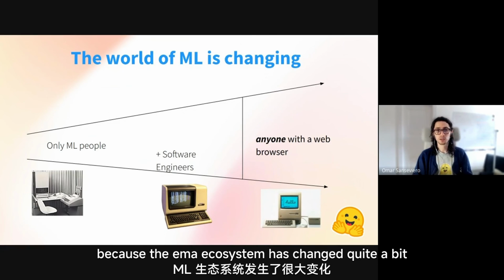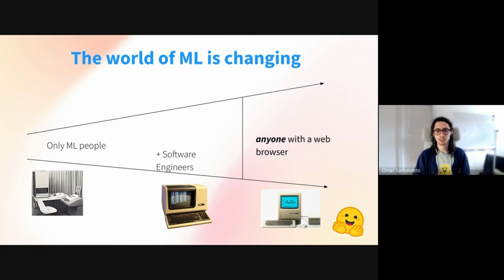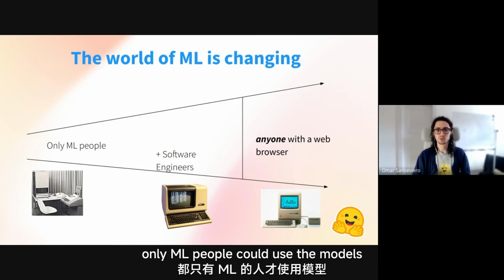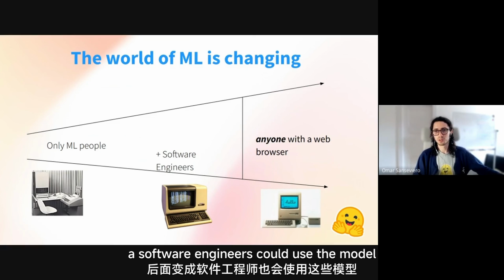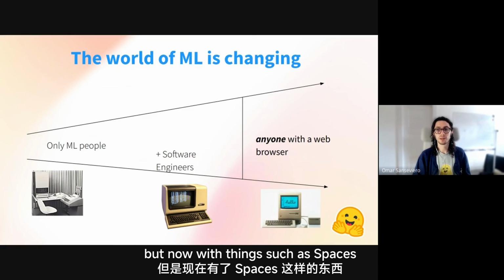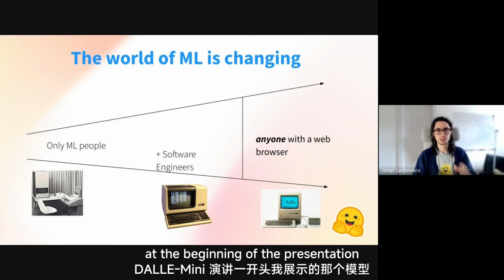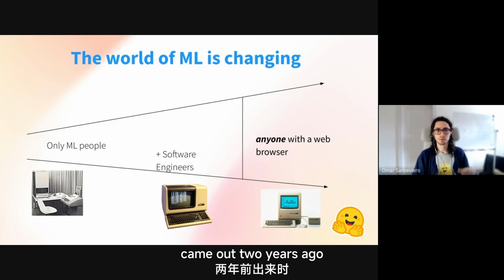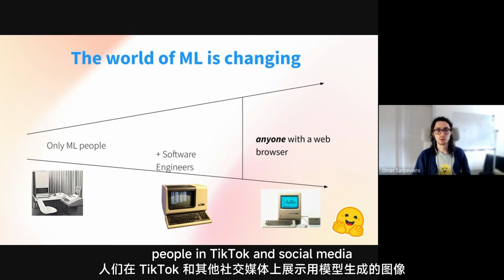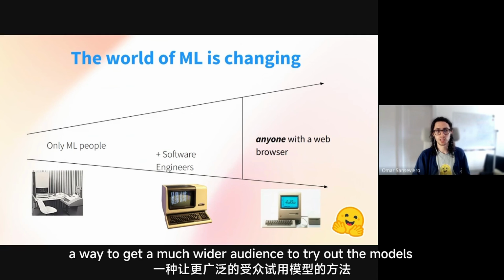And it's quite exciting because the ML ecosystem has changed quite a bit. Until a few years ago, only ML people could use the models. Then software engineers could use the models, but now with things such as Spaces, if you have a web browser, you can go and try out the model. When DALL-E Mini, the model that I showed at the beginning of the presentation, came out 2 years ago, the demo went viral. People on TikTok and social media were sharing images generated with the model. And again, these were not technical people. So it's really a way to get a much wider audience to try out the models.